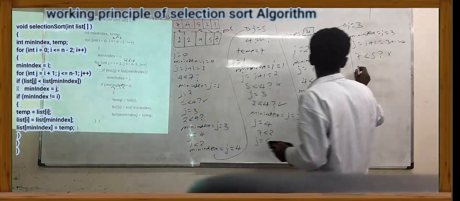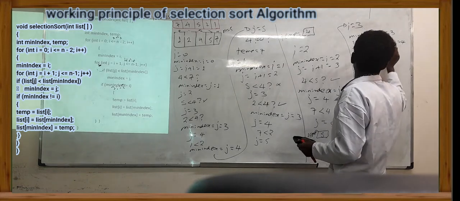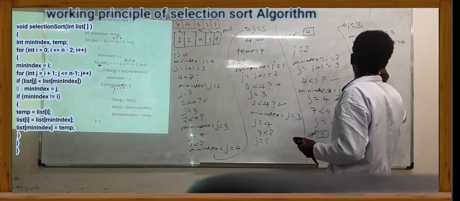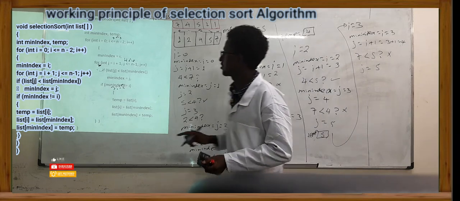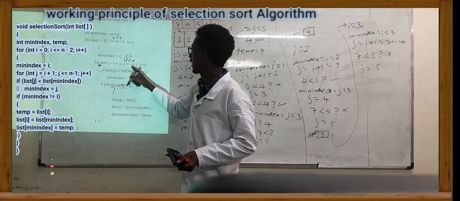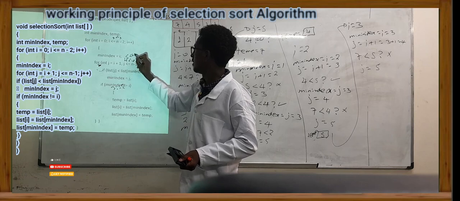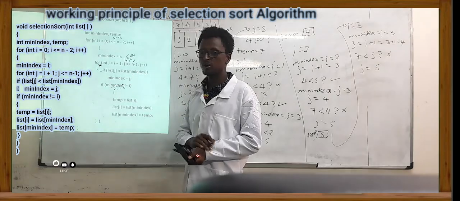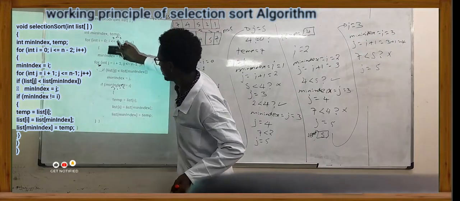J becomes J plus 1. J is 4 here, we make it 5. We increment it to 5 and check the condition here. 5 less than or equal to n minus 1, which is 4? Wrong. This statement is not true.